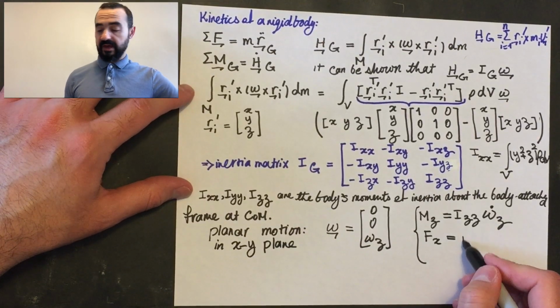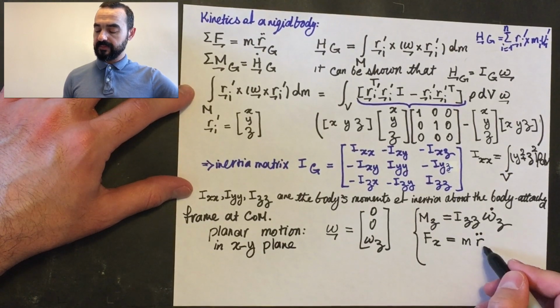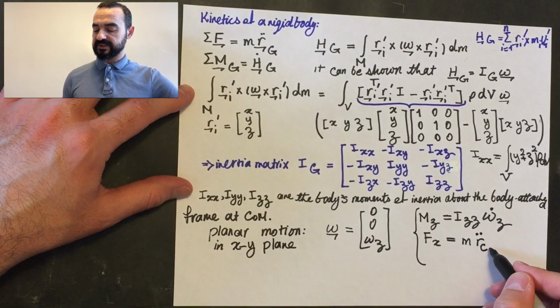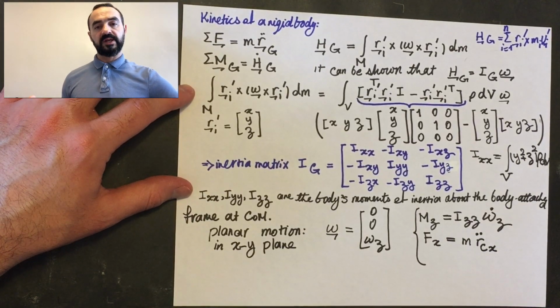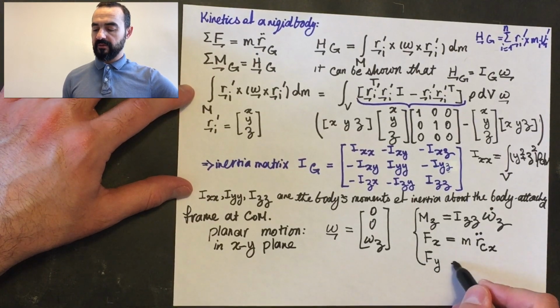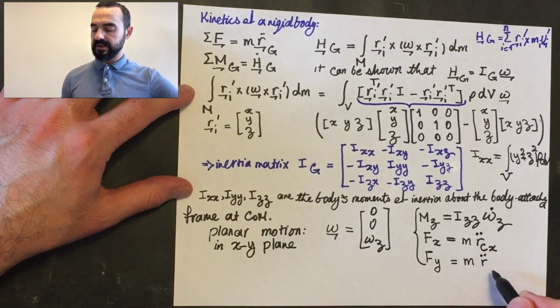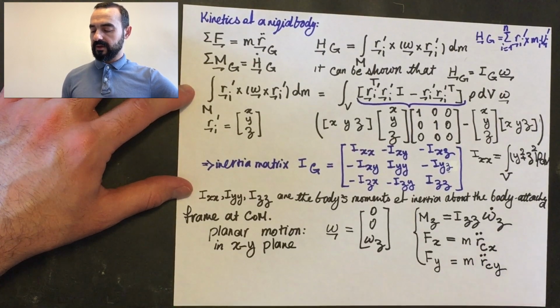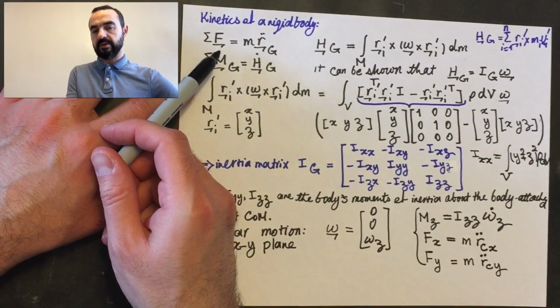I have Fx being m r double dot, and I'm going to use c for center of mass, x. So the translational acceleration along x, and then I have Fy, m r double dot c along y. So this is simply our translational equation of motion.